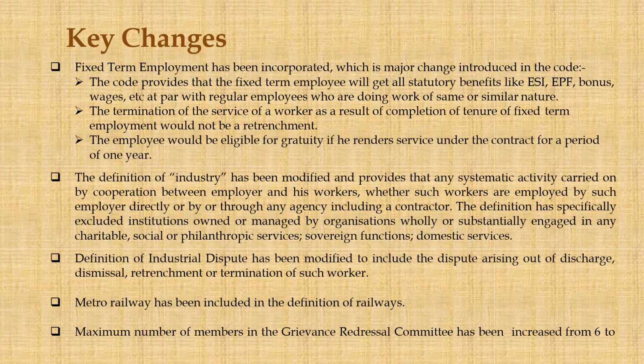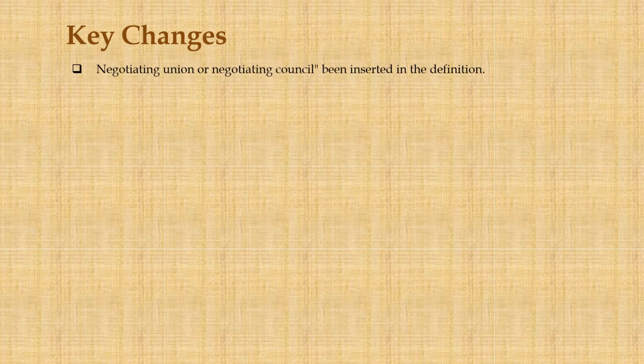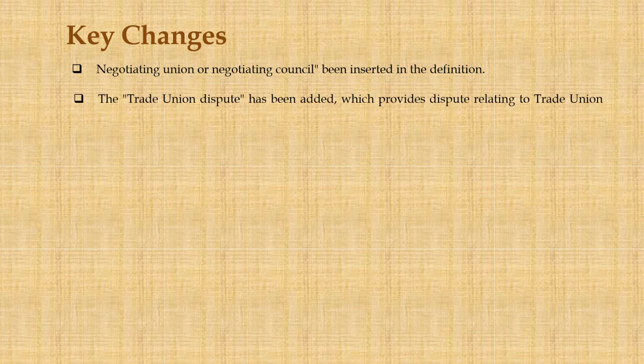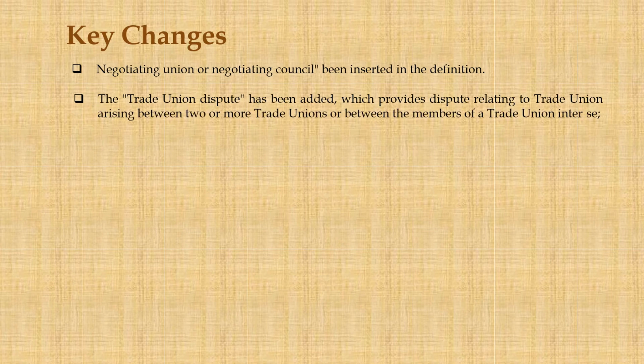Maximum number of members in the grievance redressal committee has been increased from 6 to 10 in an industrial establishment employing 20 or more workers. Some more changes: negotiating union or negotiating council has been inserted in the definition. The trade union dispute has been added, which provides dispute related to trade union arising between two or more trade unions or between the members of the trade union inter se.